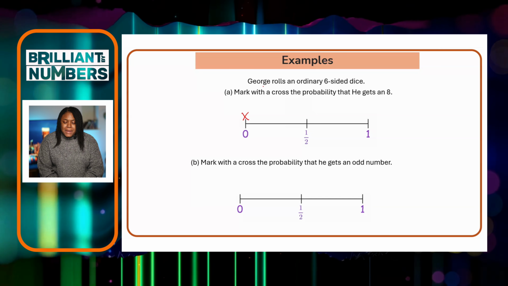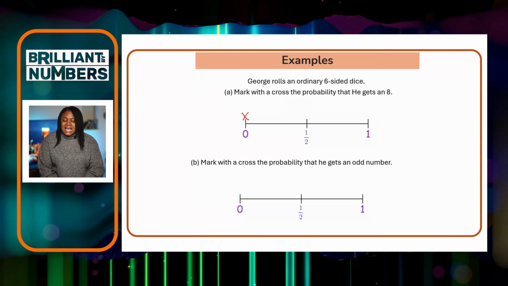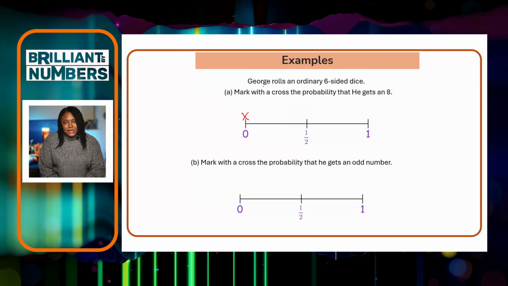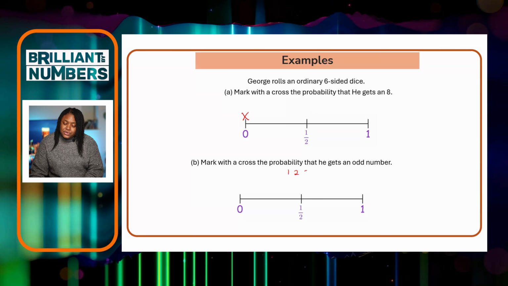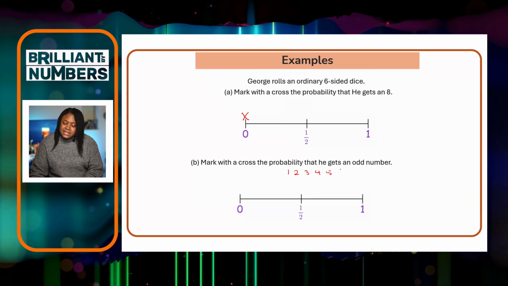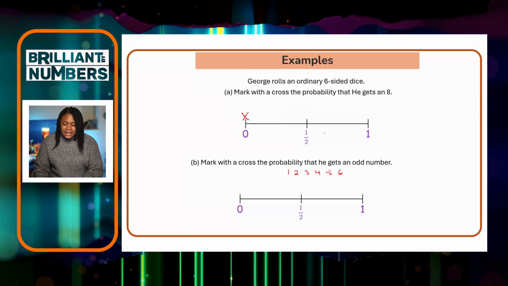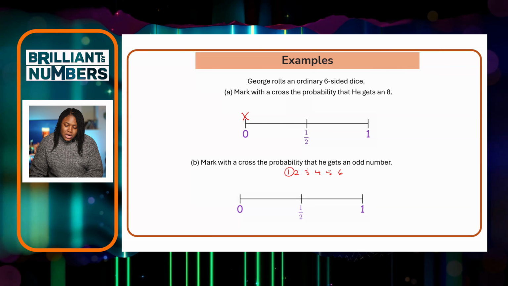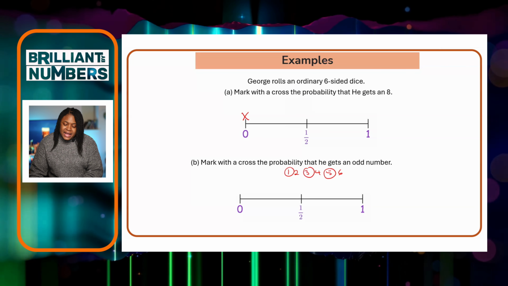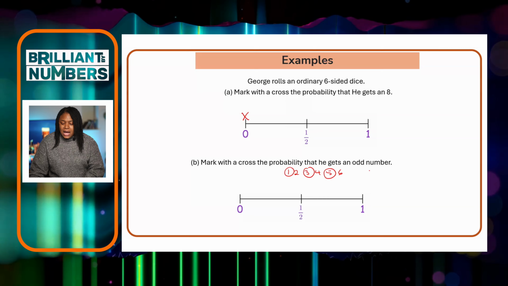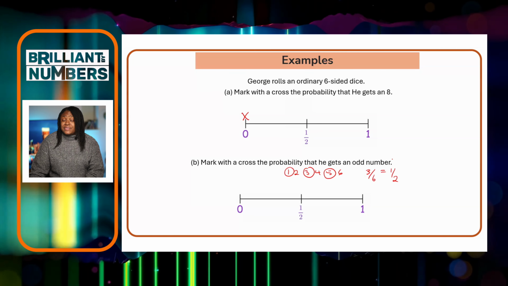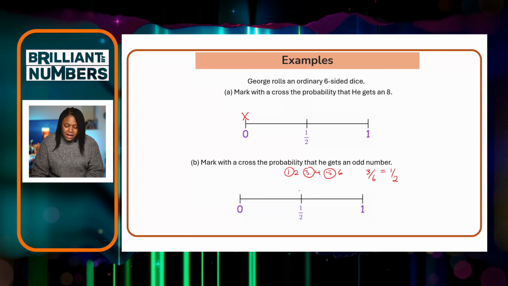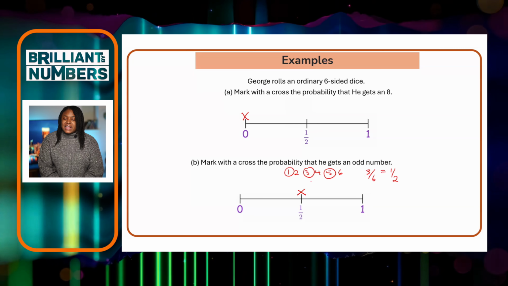Second question says, mark with a cross the probability that he gets an odd number. So if you don't know, you can label them 1, 2, 3, 4, 5, 6 are the possibilities on the die. So odd numbers are 1, 3, and 5, which is 3 out of the possible 6, which is a half. So therefore, that goes on a half. I put my cross there.